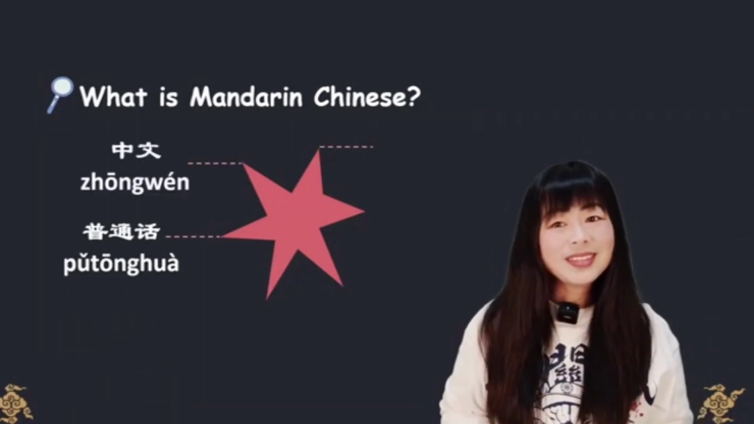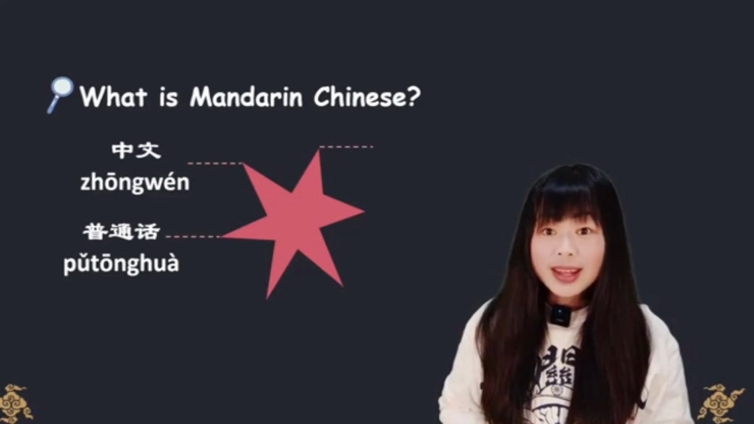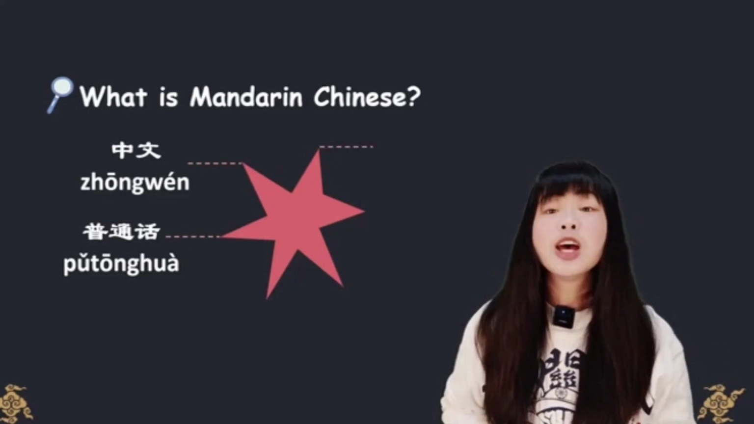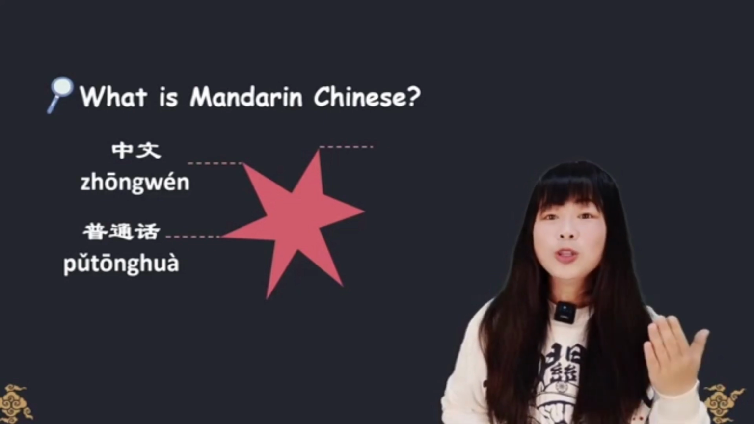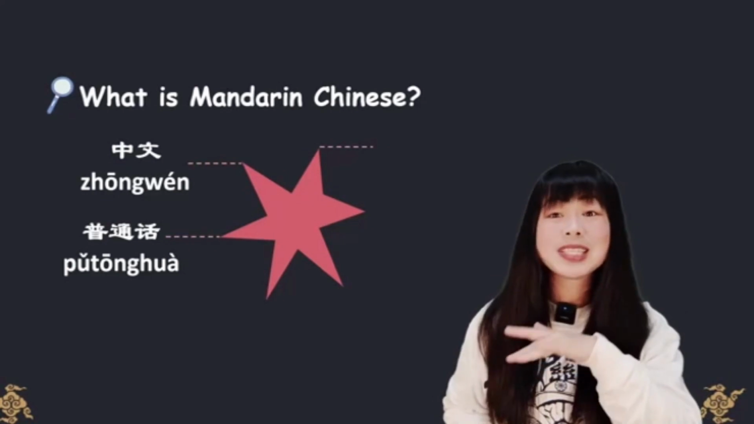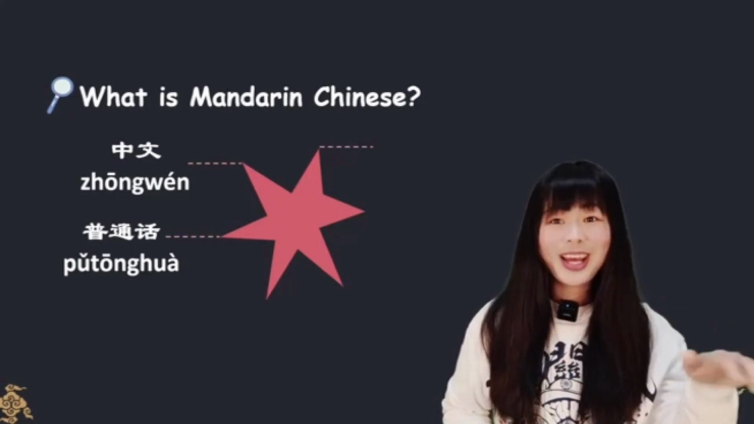The second one is 中文. 中 stands for China, and 文 means written language. So 中文 means Chinese language, or you can say means the language used in China.